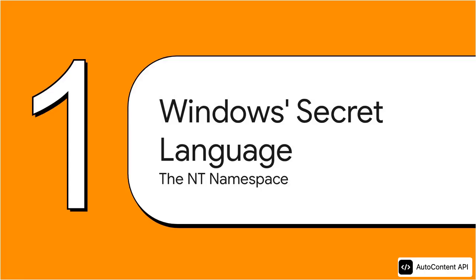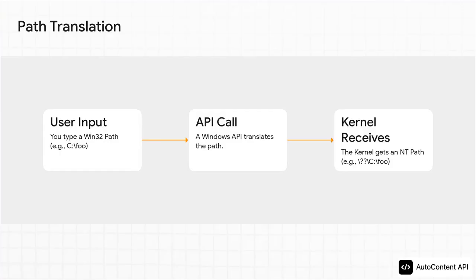So, how on earth is that possible? Well, it's because the Windows you click on every day is kind of speaking a different language than the deep core part of the operating system, what's known as the kernel. Let's break down how Windows translates between these two worlds. So here's what happens. You type C:/foo. That's what we call a Win32 path. But before the kernel can do anything with it, a part of Windows called an API steps in and translates it into something that looks like this. \??\C:\foo. That's an NT namespace path. That's the language the kernel actually understands.